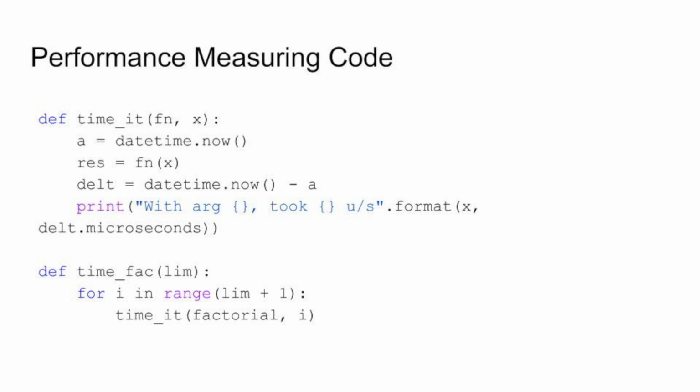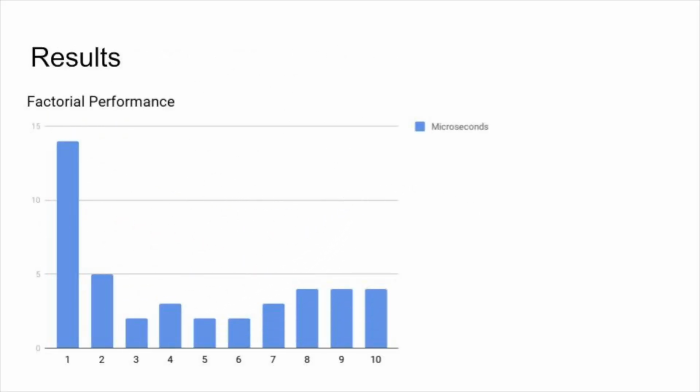Then I have another function abstracted on top of that just to get the measurement within a range, like 1 to 10. I want to see all of those performance times. Here are the results of running the test. It shows a pretty interesting pattern. To calculate the factorial of 1 actually took the longest versus the others, which are quite a bit faster and got a little bit longer towards when you get to 10.